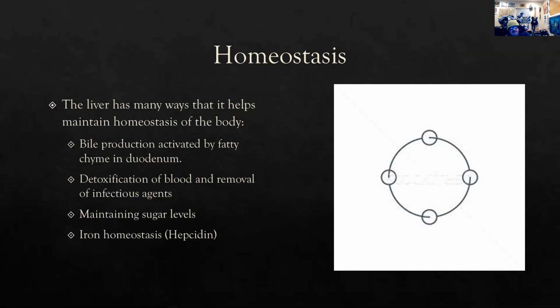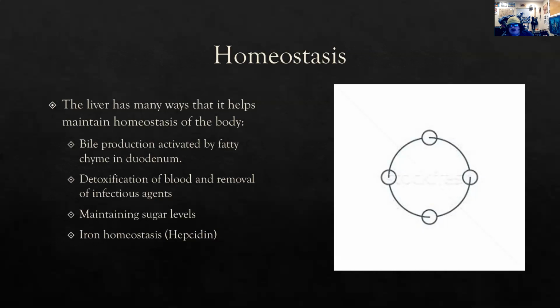So, you have your Kupffer cells working as well as the bile, and the liver working at getting rid of toxins in the blood, maintaining sugar levels. The gluconeogenesis and the glycogen storage are major components of sugar level maintenance, as well as an article I included on iron homeostasis and the protein hepcidin, which is produced in the liver.